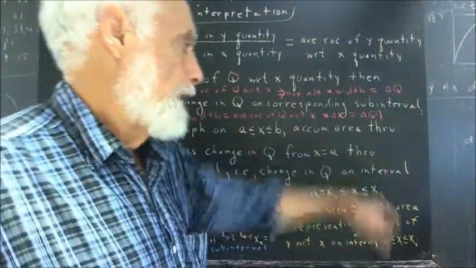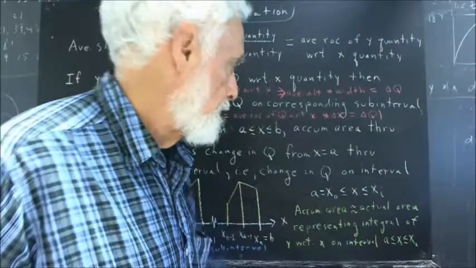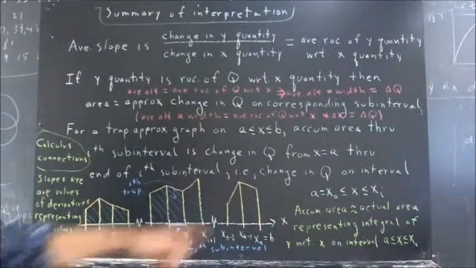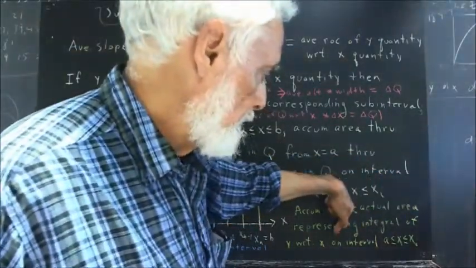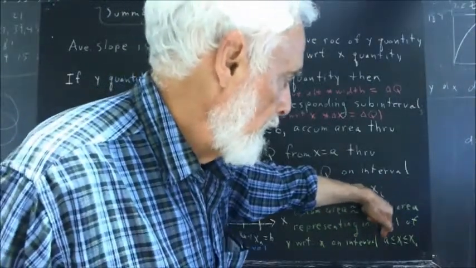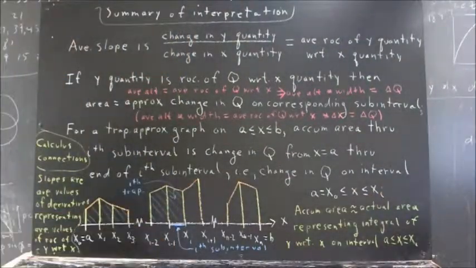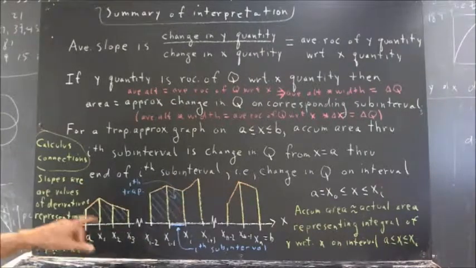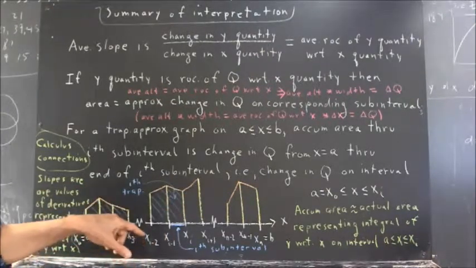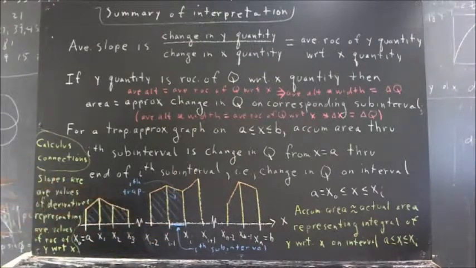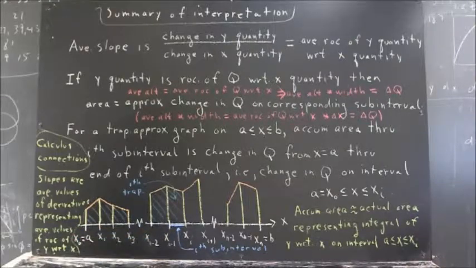Then the accumulated area is approximately equal to the actual area under the curve, and that represents the integral of y with respect to x on the interval from a less than or equal to x less than or equal to x sub i. Talking, of course, about this interval here, the interval that we've shaded. You have some actual curve, and the total area of all these shaded regions is going to be an approximate value of the integral over the interval from a to x sub i.